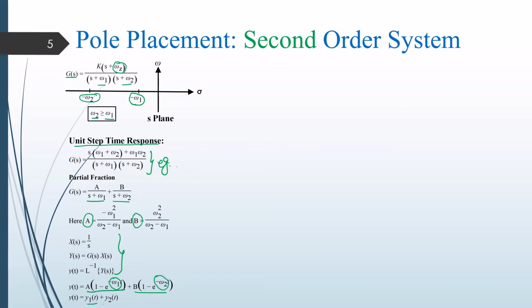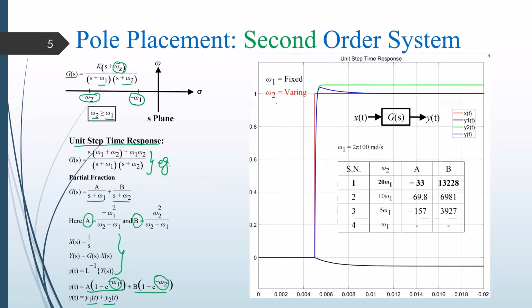These are the nomenclature used to show the components of the output time response corresponding to the corresponding eigenvalues. Let us now consider an example. In this example, we are going to fix omega 1 and we are going to vary omega 2. Here, omega 1 is kept at 100 Hz and omega 2 is going to vary based on this table. And here we are just seeing the result for the first case.